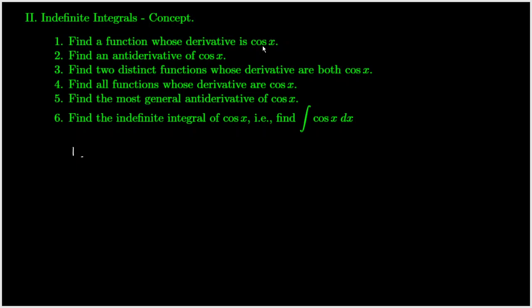It's sine of x. It's not negative, yeah, it's sine of x. So the answer to question 1 is sine of x, right? Because you take the derivative of sine of x, you have cos of x, right?